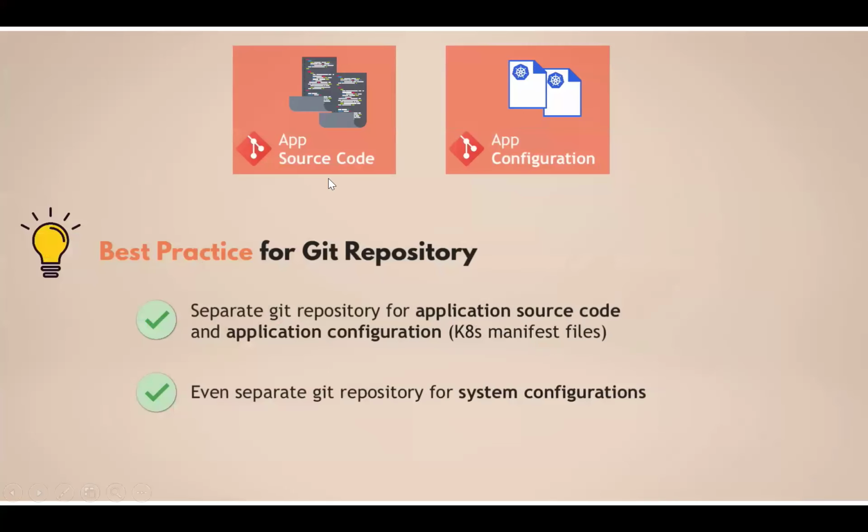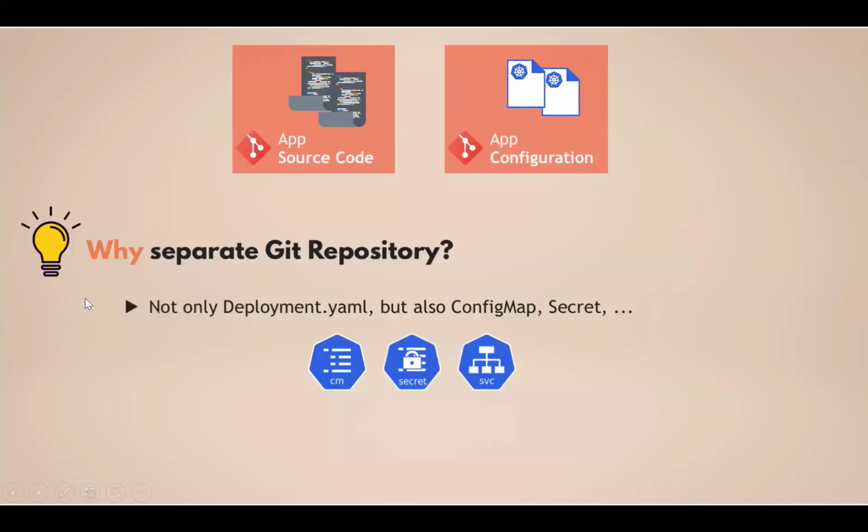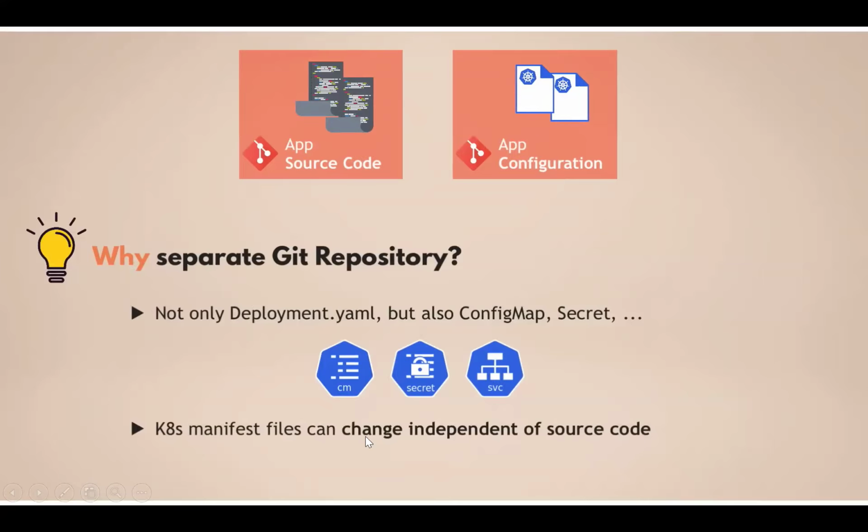So the best practice is to create two separate repositories, one for your whole application source code, the other for your app K8 manifest files. Okay. So not only the deployment YAML file, but also the config map, secret, all the YAML files you put in this one. Config map, secrets, service file, everything you can put over here. K8 manifest files can change independent of the source code. Since you have a different Git repository, you can change this independently without touching the source code. So this is your application configuration part.